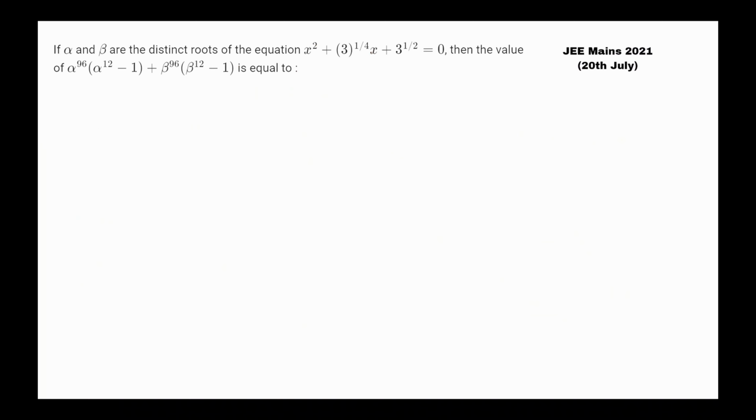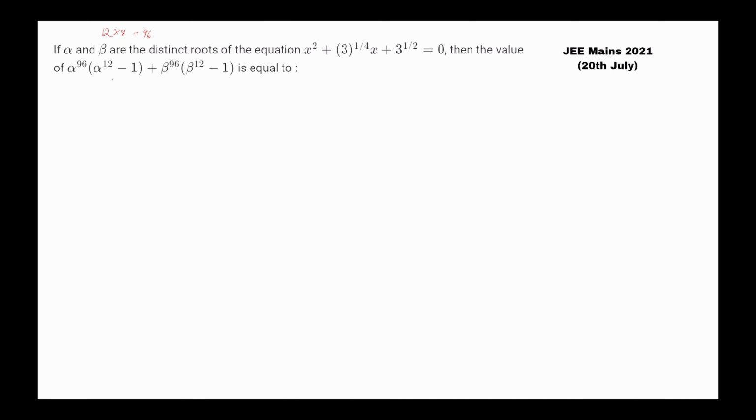If alpha and beta are the distinct roots of this equation, then find the value of alpha to the power 96 minus alpha to the power 12. So first of all, in such types of questions, what is your initial task? Your initial task is to check whether 12 and 96 are divisible or not. Yes, you can see that these two are divisible. 12 times 8 would give us 96, right? So if we are able to find out the value of alpha to the power 12, we would be able to find out alpha to the power 96 also.